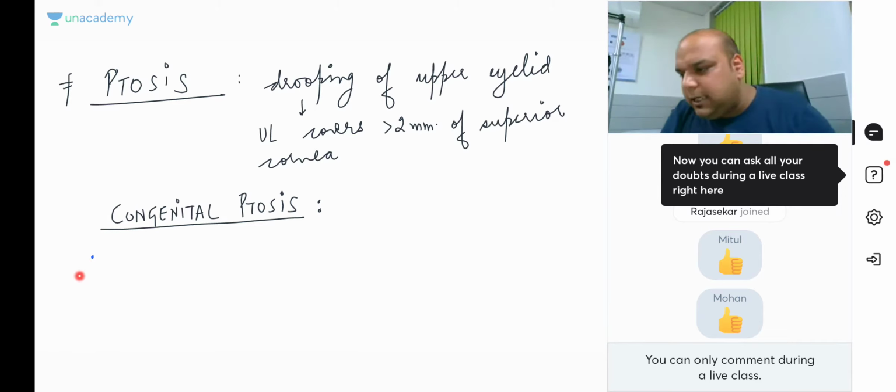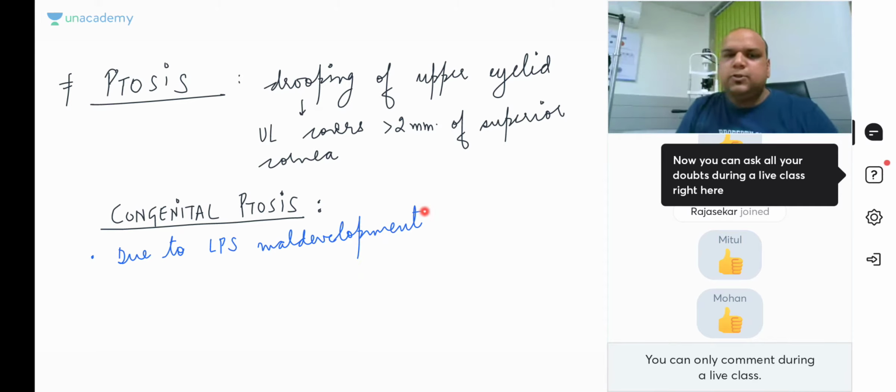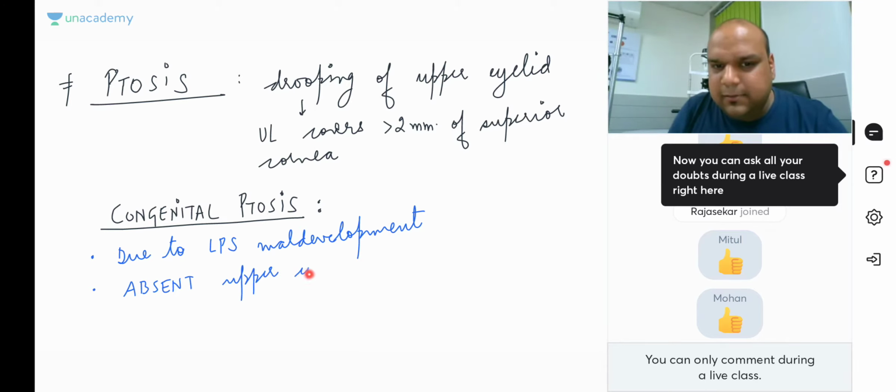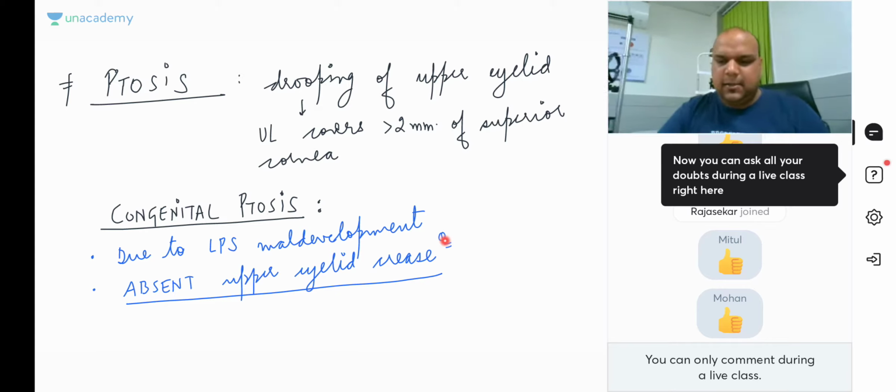First important question is, why does it occur? It is due to LPS maldevelopment. Okay. So almost always you will find that congenital ptosis has some problem with levator palpebrae superioris. Now, after this, the diagnostic sign is this: absent upper eyelid crease. Please remember this. This is almost a diagnostic sign. Absent upper eyelid crease. Now, how to explain this to everybody?